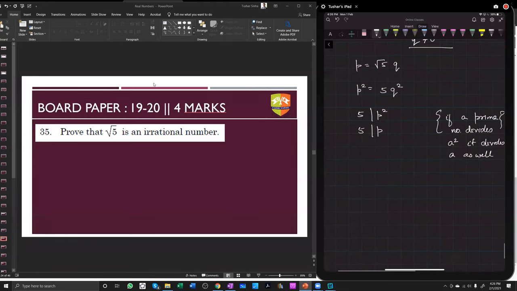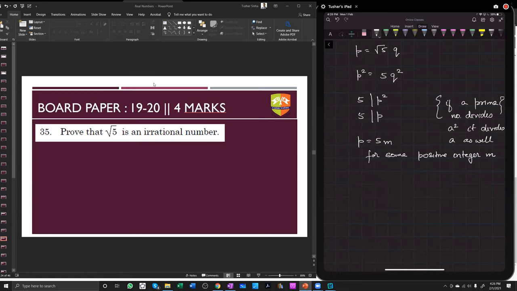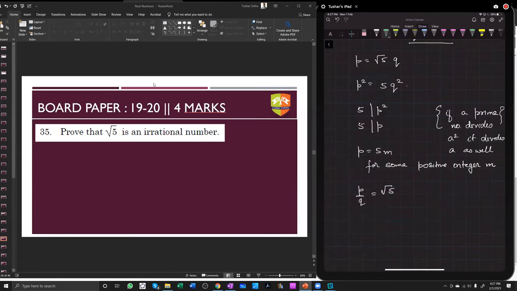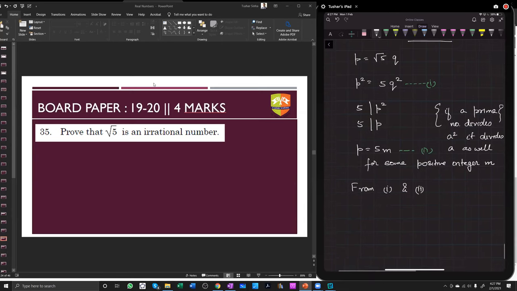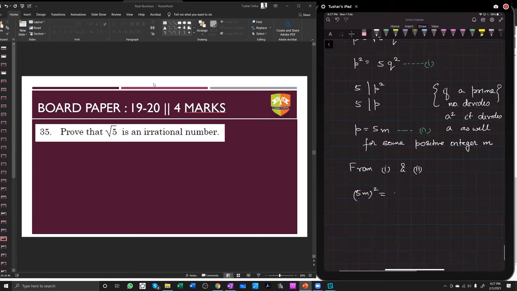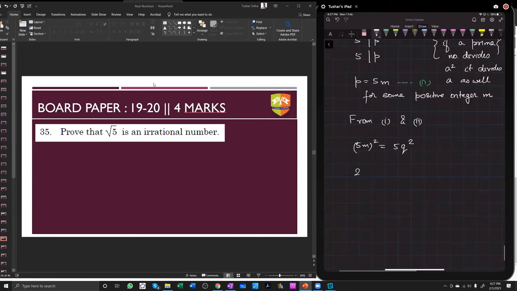So 5 divides P. That means I can write P is equal to 5 times M for some positive integer M, because 5 divides P. Now come again. P by Q was equal to root 5. You can just number these as 1 and 2. From 1 and 2, I can say 5M whole square is equal to 5Q square. This means 25 M square is equal to 5 Q square. That means Q square is equal to 5 M square.